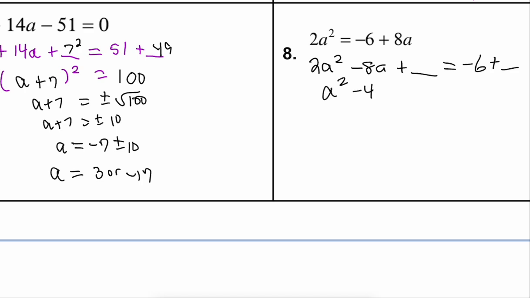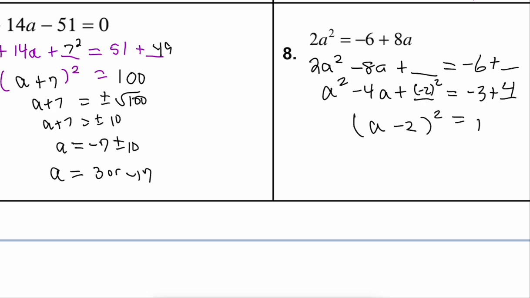We get a squared minus 4a plus blank equals negative 3 plus blank. Now we proceed with the next step. We're going to put our little square. We're going to take half of our b value. Half of negative 4 is negative 2. Negative 2 squared is going to fill my spot. Negative 2 squared, you can do that in your head. Negative 2 times negative 2 is positive 4 or 1.